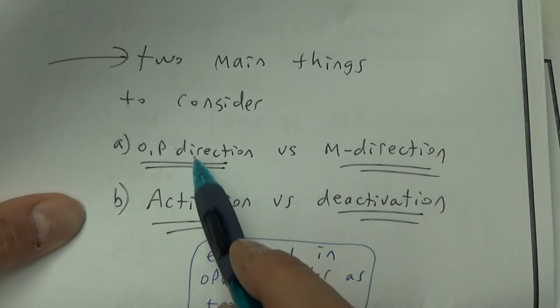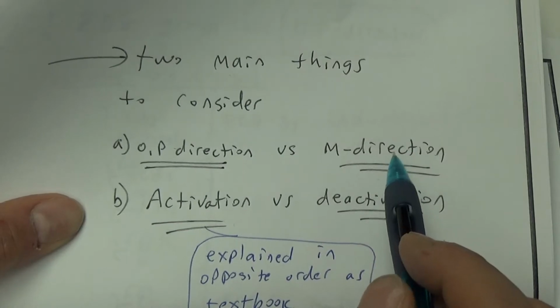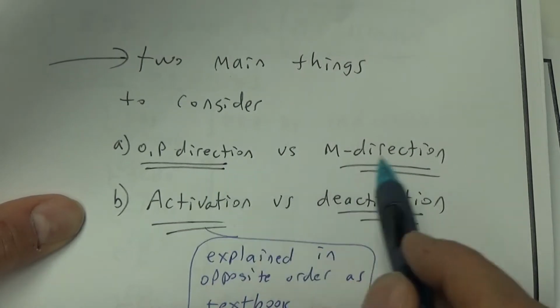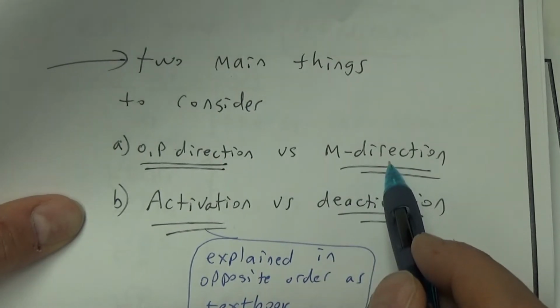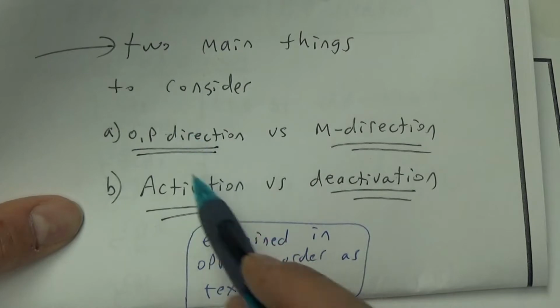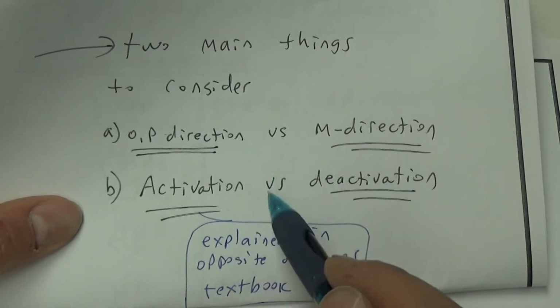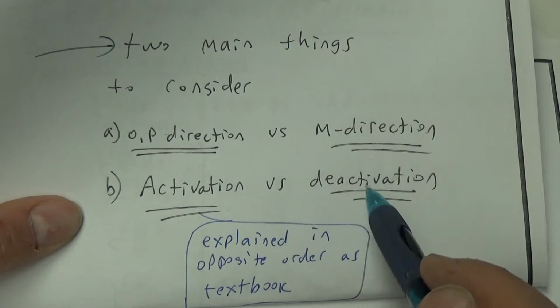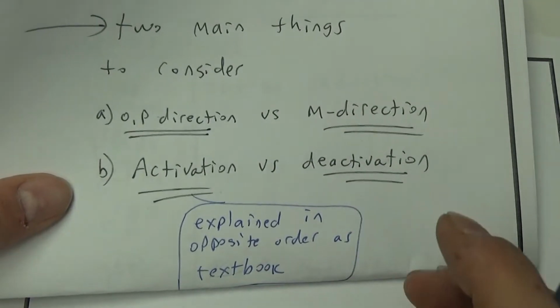If you have a substituent that directs to the ortho-para director or the meta director, why does that happen? And we already started talking about that. The other concept is activation versus deactivation. Now these are related. Direction and activation are related, but a little different. And we're explaining this in the opposite order of the textbook.